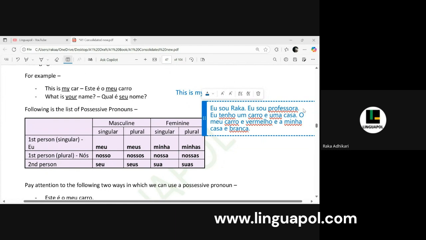So, are we changing the subject here? The answer is no. The subject is the same. The person is the same person. But for car, we are using meu carro, whereas for casa, we are using minha casa. Because the object that we are relating to the subject through this possessive pronoun, that object's gender actually affects the gender of the possessive pronoun.